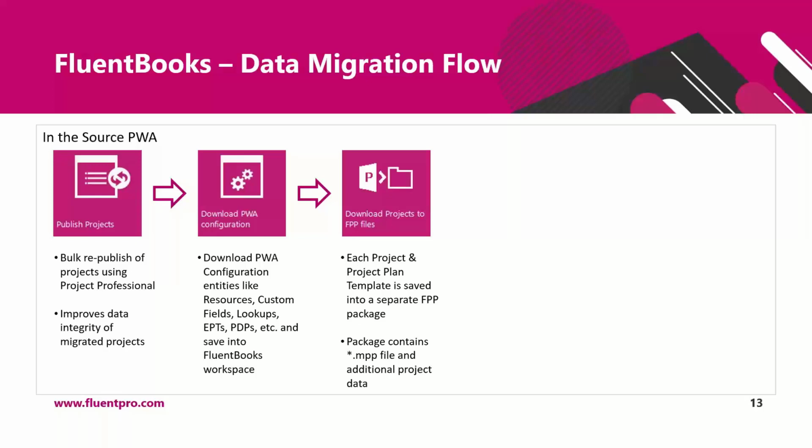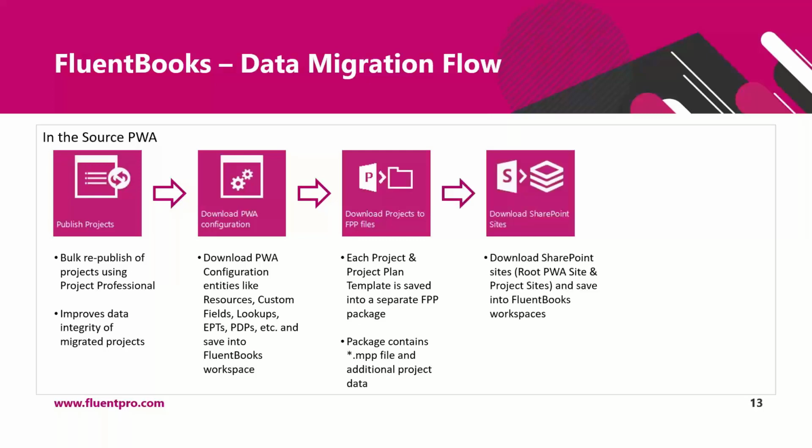The next step is to download projects and project plan templates. Each of them will be saved into a separate FPP package. This package contains an MPP file with a schedule and additional project data that is downloaded for the project, like custom field values of project and task level and resource data. All these files will be stored together with the MPP file.